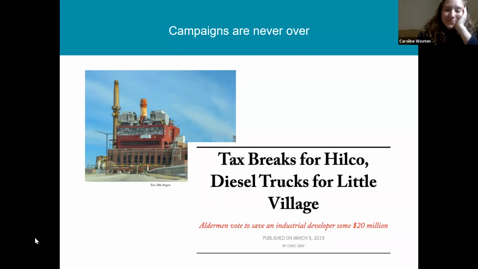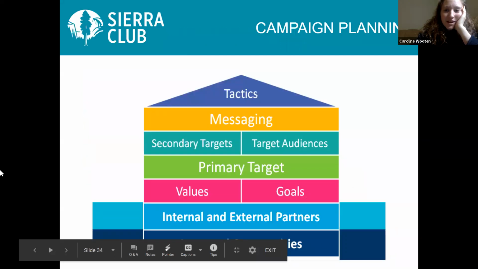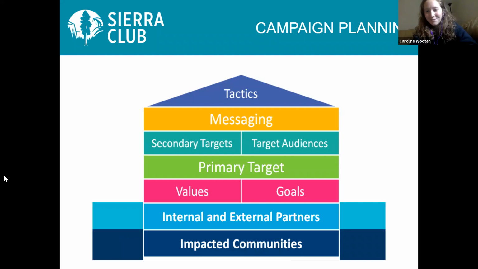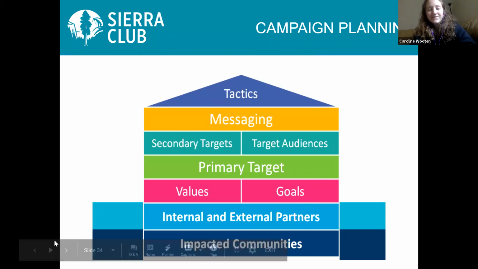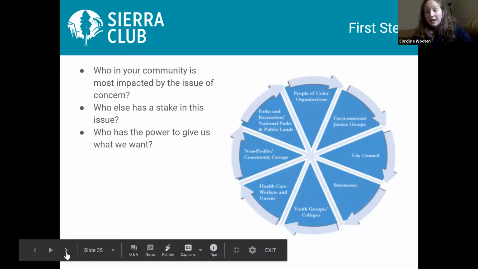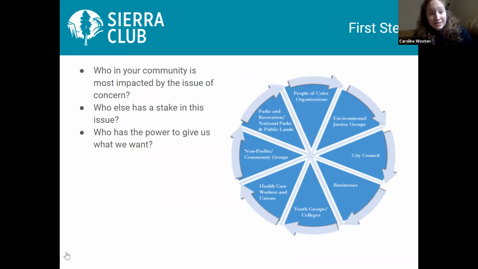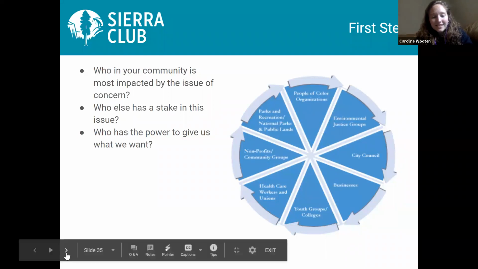Next slide. So once again, here is the foundation of campaign planning. And then next slide. And if you're starting a campaign, or even maybe if you're midway through a campaign, it's worth thinking about who is most impacted by the issue you're working on and making sure to be pulling different groups to the table and making decisions together. Next slide.